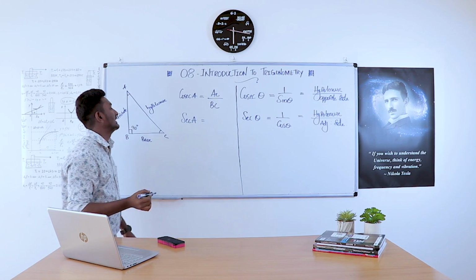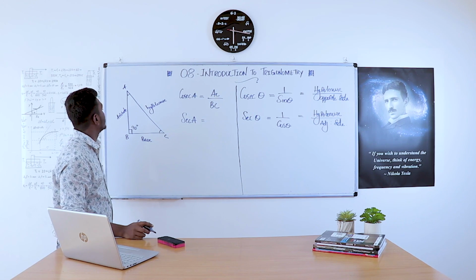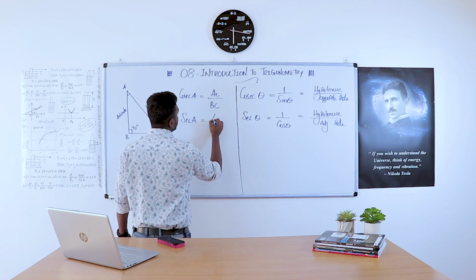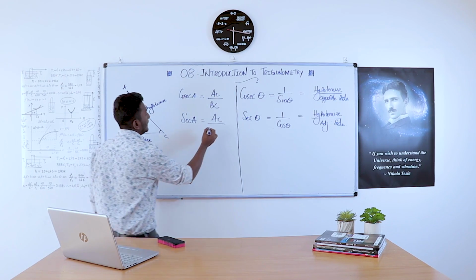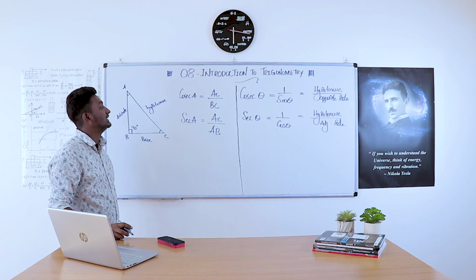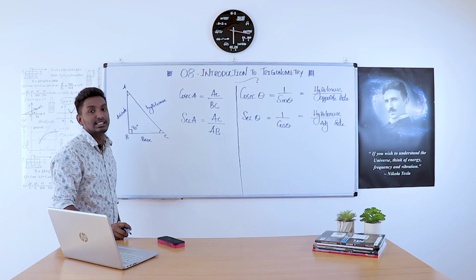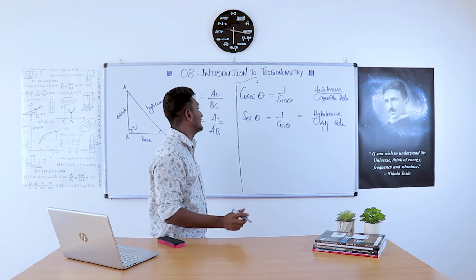So what is sec of angle A? Sec A is equal to hypotenuse by adjacent side. AC is the hypotenuse and AB is the adjacent side. This is the general form of sec theta. Sec theta is 1 by cos theta, that is hypotenuse by adjacent side.